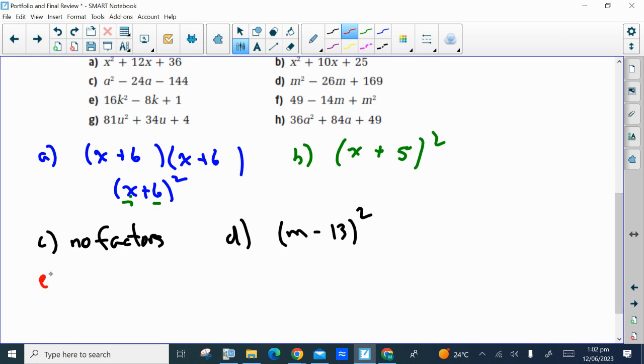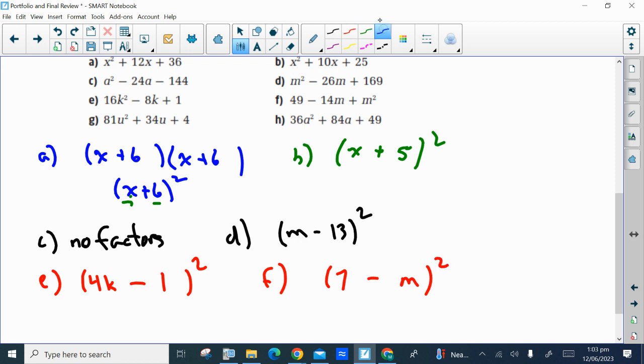Right? Question E might be a perfect square trinomial because the first and last terms are perfect squares. The square root of 16k squared is 4k. The square root of 1 is 1. If you multiply those together and double, you do get 8k, which is the middle term. But because it's a minus 8k, it'll be 4k minus 1 all squared. There's your factors. Question F might be a perfect square trinomial. The square root of 49 is 7. The square root of m squared is m. When you multiply these together and double, you do get 14m. And because it's a minus 14, it'll be 7 minus m, all squared.